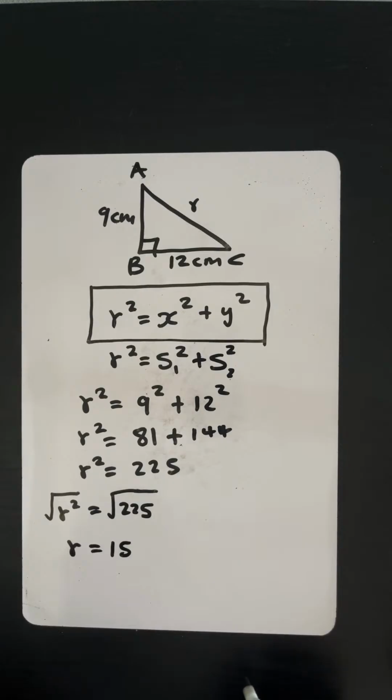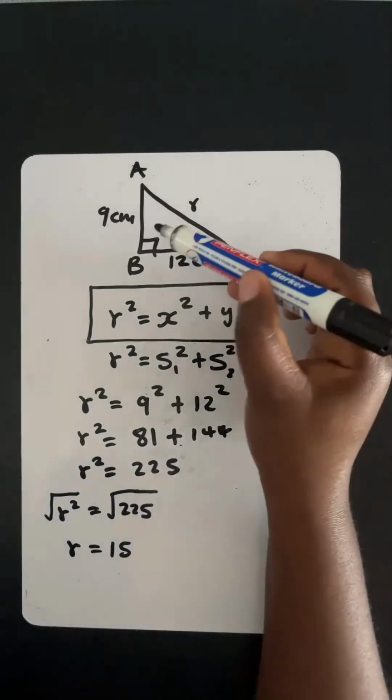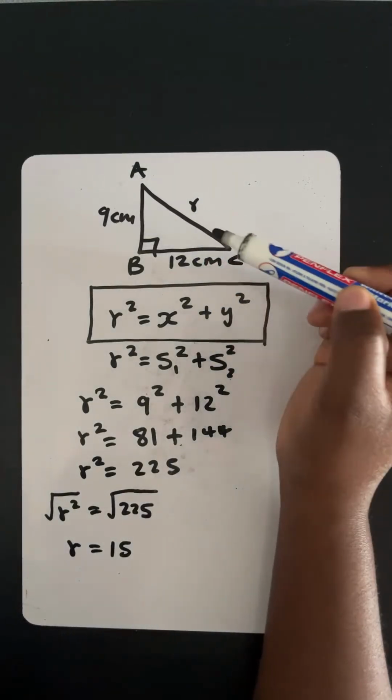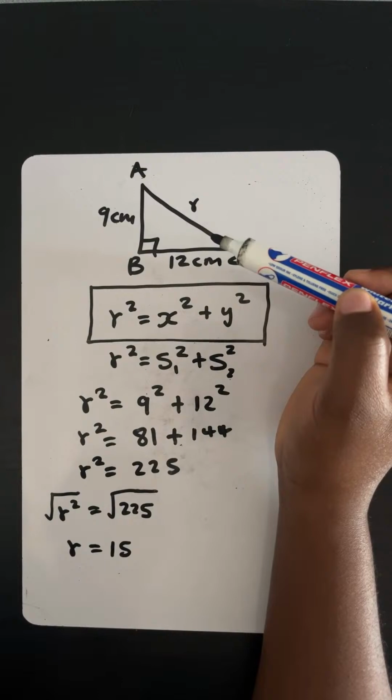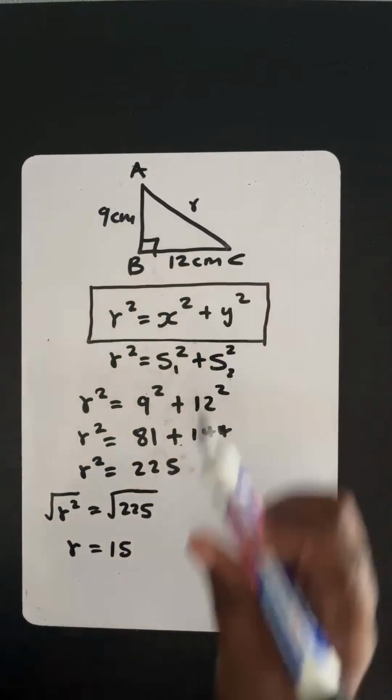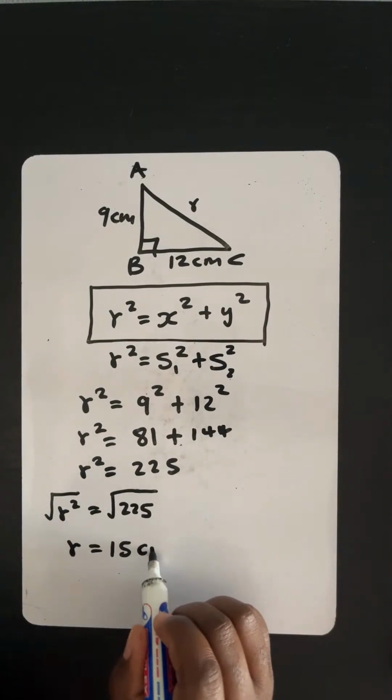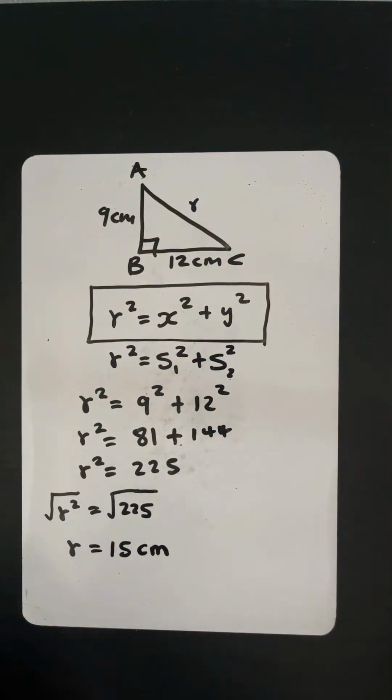Remember, in this case, you must not just write it as 15. You must always check if from the original equation you were given any units. In this case, we are dealing with centimeters. You must therefore write it as 15 centimeters. I hope that it does make sense.